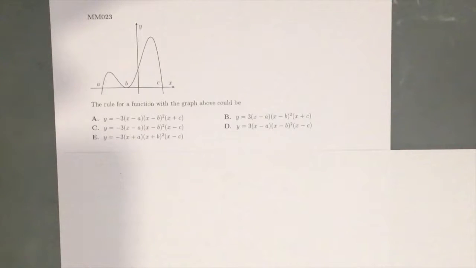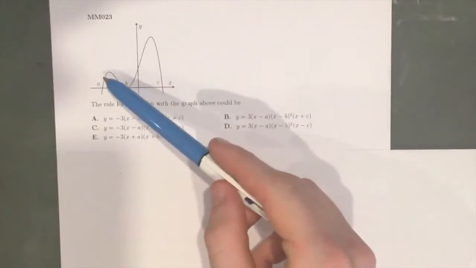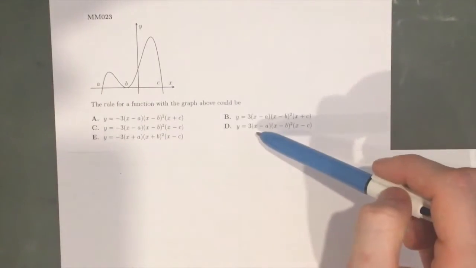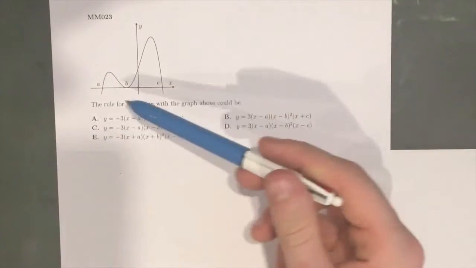Hey guys, this is question MM023 of the 2017 Maths Methods Sharpen Study Guide. How to, really how to deal with quartic graphs and their factors. So we basically just need to look at this graph and try and figure out which equation matches up to that graph, just using the intercept.